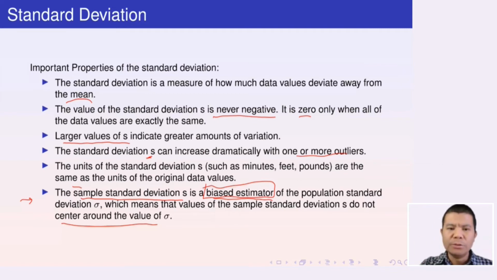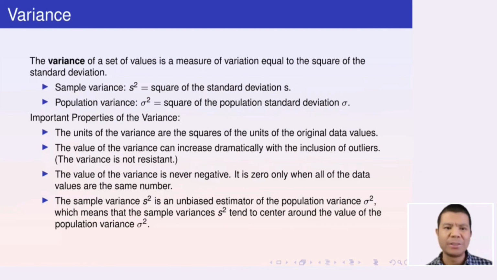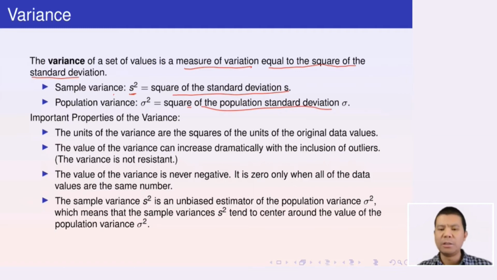Now let's move on to the variance. What is the variance of a set of data? The variance is a measure of variation that equals the square of the standard deviation. After you find the standard deviation, just take the square, and you get the variance. The sample variance is the square of the sample standard deviation S. The population variance is the square of the population standard deviation, sigma.